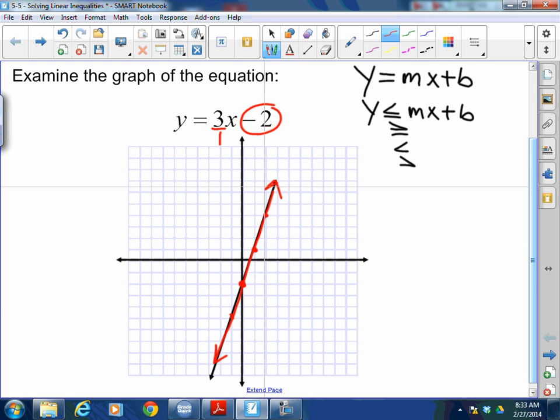Today, we're going to work with linear inequalities, like I said. And we're going to replace the equals with one of these guys: a greater than or equal to, a less than or equal to, a less than, or a greater than. That's what we're going to do today.